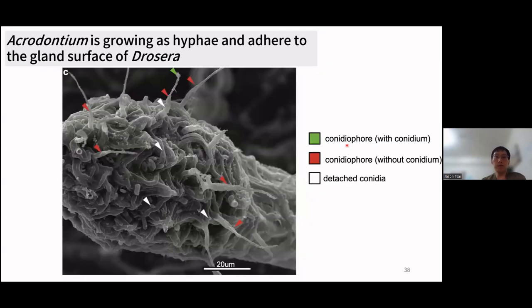Here's a close-up of Aquodontium on the Drosera gland. The image highlights conidiophores, some with attached conidia and others with detached conidia, showcasing the reproductive structure of the fungus, and really confirms that all parts of the life cycle of the fungus can be completed on the glands, showcasing the intimate relationship between the plant and the fungus.